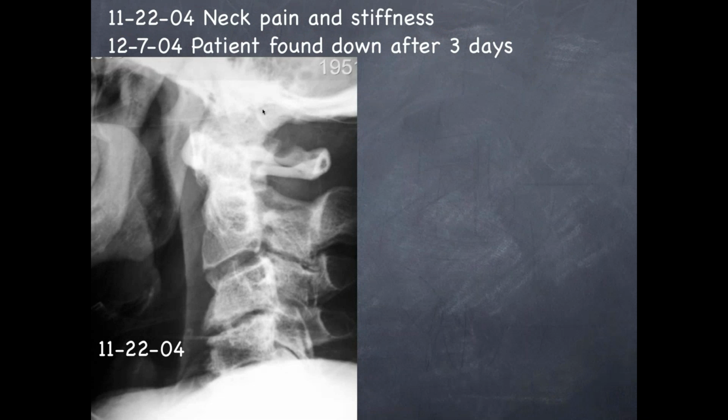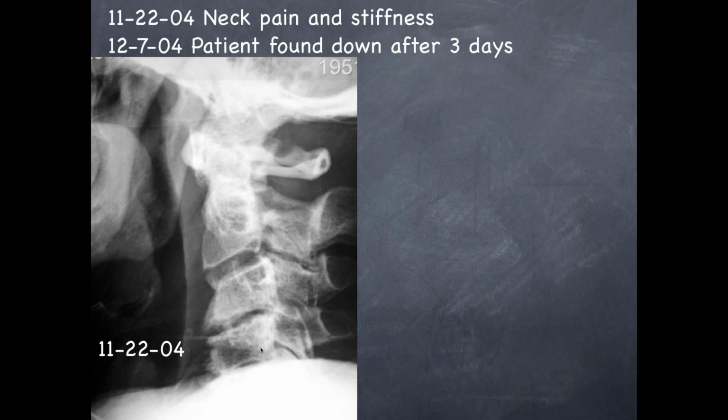Pigs and sheep. So neck pain and stiffness. One month later, patient found down after 3 days. Okay. Some anterior osteophytes. Maybe mild prevertebral swelling, maybe. Okay. That was not mentioned in this report. This is some degenerative disease here.